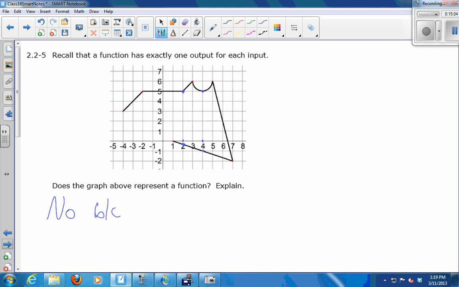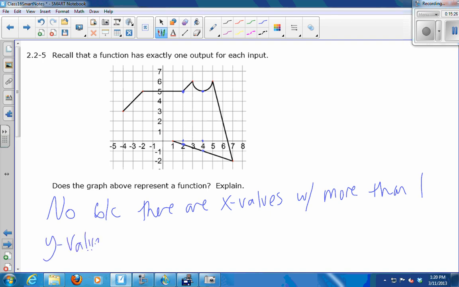It only has to happen once, one time. If there's one input that has more than one output, the whole thing's not a function, because there are x values, inputs, with more than one y value or output. So this leads us to a handy little shortcut for checking whether a graph is that of a function called the vertical line test.